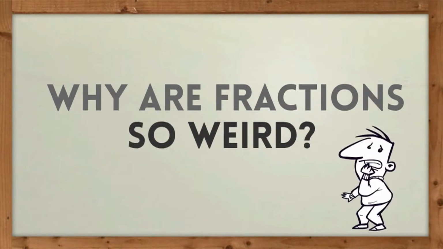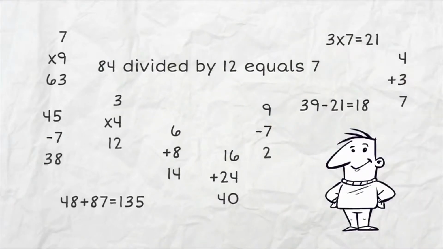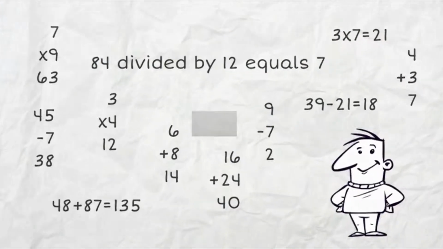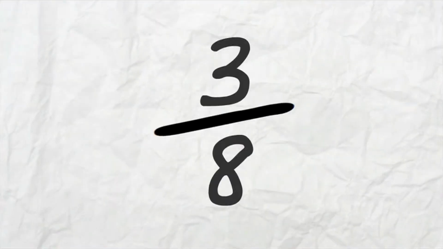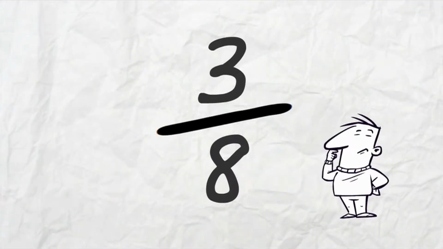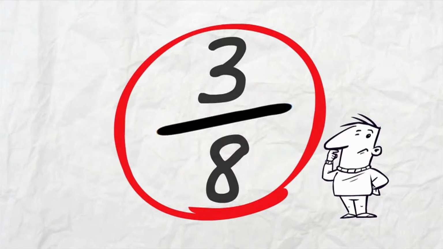Why are fractions so weird? For years, math was straightforward. Maybe not fun, mind you, but at least understandable. There was addition, subtraction, multiplication, and division. And then these funny-looking symbols came along which were different. They involved two numbers, but actually represented only one quantity.